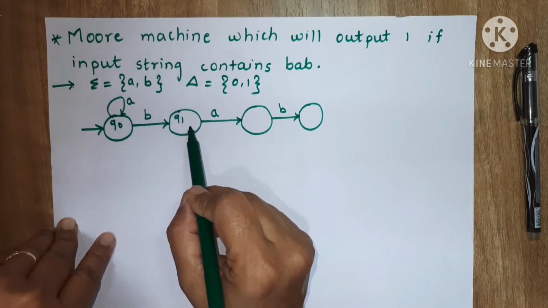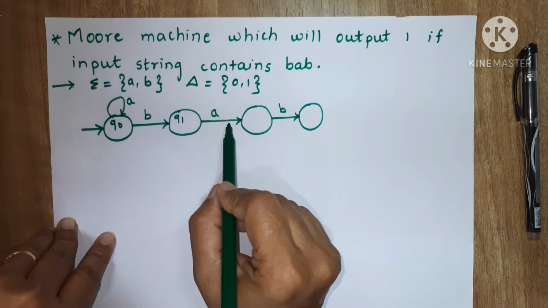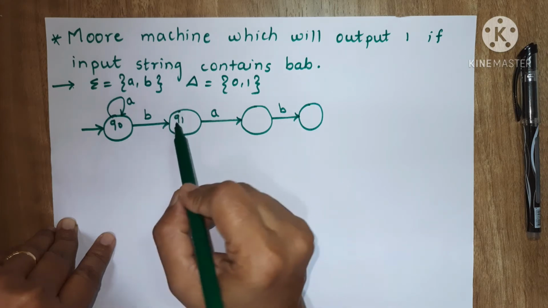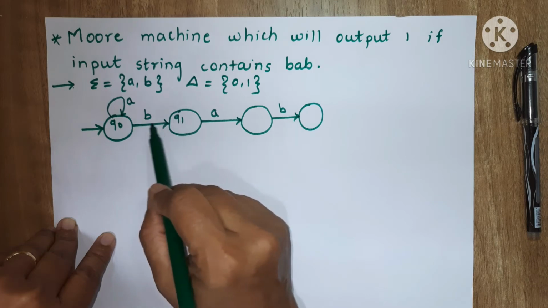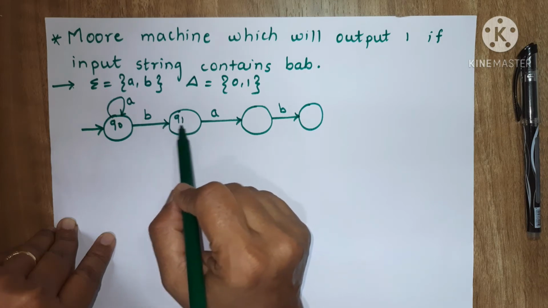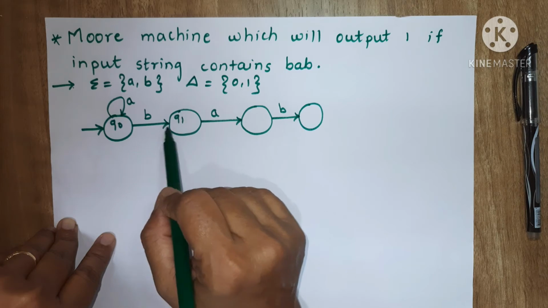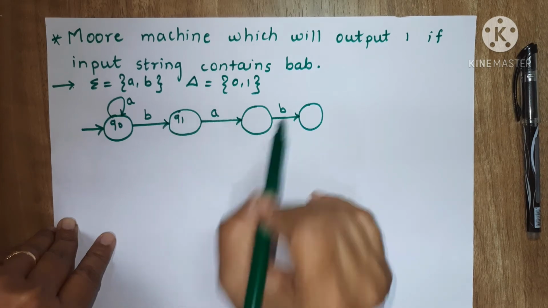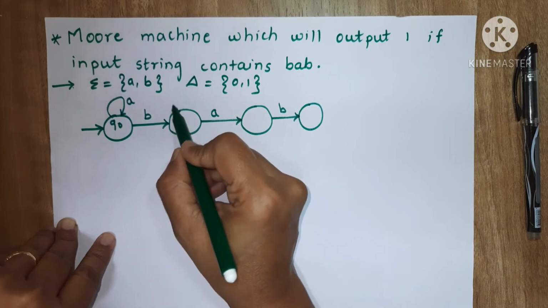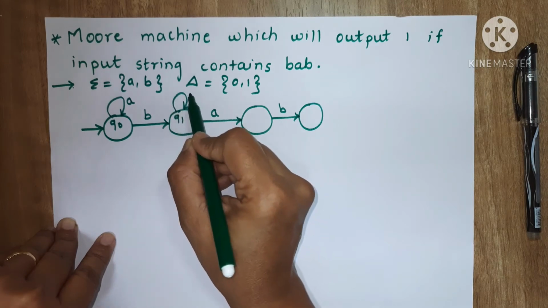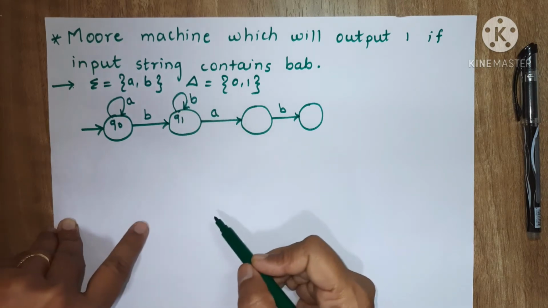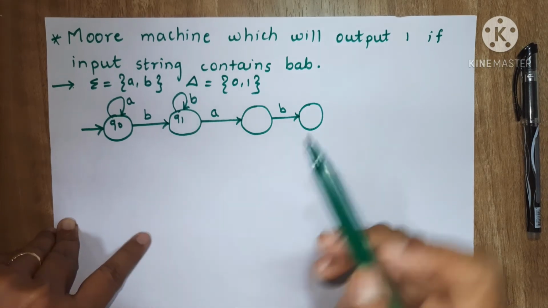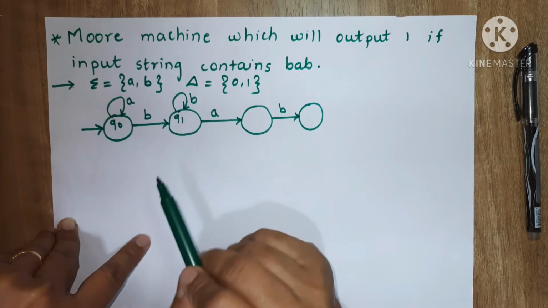Now transitions for Q1. In Q1 we have shown the transition for A, so we have to show the transition for B. The Q1 state is reached by reading a single B. If I get any number of B's again in the Q1 state, my string is still going to end with BAB only, and that's why any number of B's will be accepted. So we will show a self loop for Q1. The transitions for Q1 are complete.